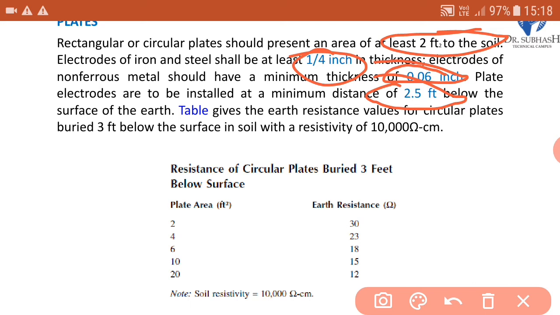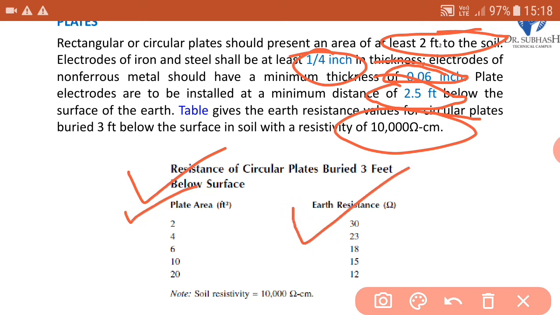This table gives the earth resistance values for circular plates buried 3 feet below the surface in soil with resistivity of 10,000 ohm-centimeter. So in this table, resistance of circular plates buried 3 feet below surface. In the first column there is plate area, and in the second column earth resistance. If the plate area is 2 feet square, then earth resistance will be 30 ohm.